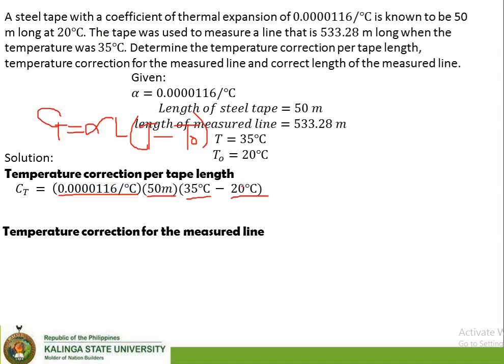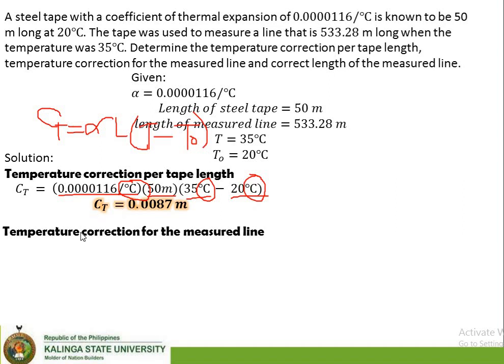Take a look at the equations. The units. This is degrees Celsius, degrees Celsius, degrees Celsius. So, dapat magkakapareho yung ating mga units. Magka-cancel out yung ating degrees Celsius. The correction now due to temperature per tape length is equal to 0.0087 meters.